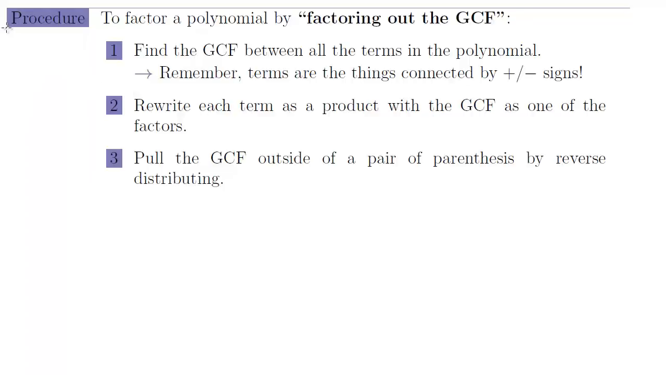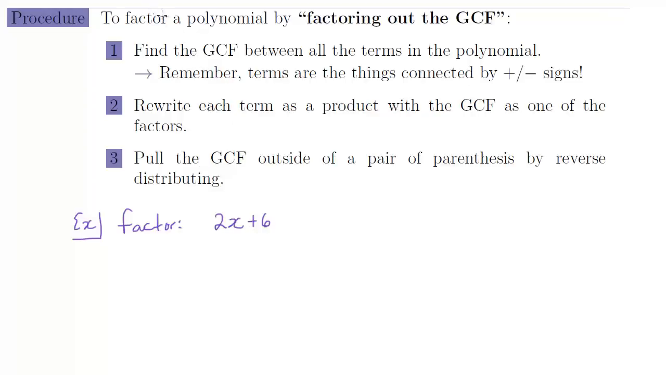Okay, so here's the procedure for factoring out the GCF, our first factoring method. Now, as I talk through this procedure, I'm going to do a baby example to help you put it together in your mind. So we're going to work with the fairly simple polynomial 2x plus 6 as we talk through this procedure.